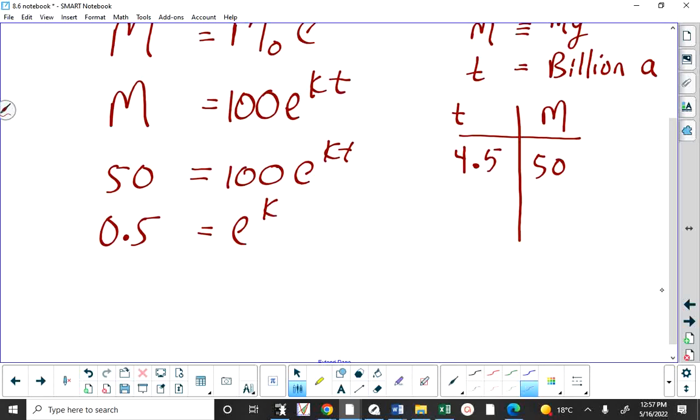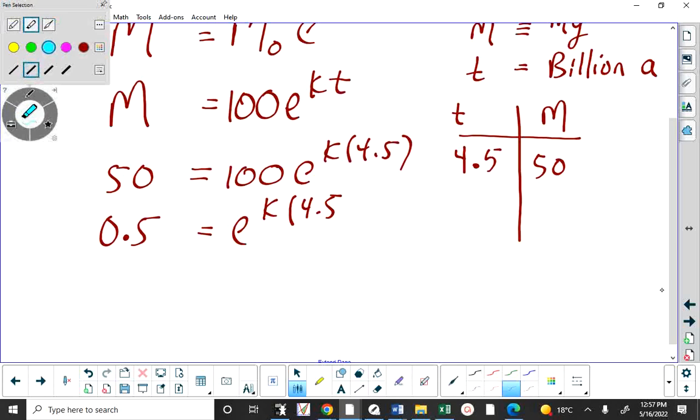to the kt, but t is... I just want to back up here. I really ought to have put the 4.5 in for t when I put the 50 in for m. Doesn't really matter, but those two go hand in hand, right? These two are what we call in math an ordered pair. So when you have one, you get the other, right? That's the point.